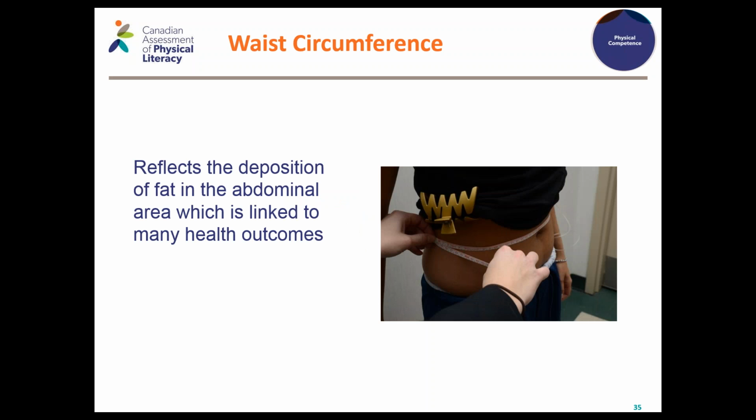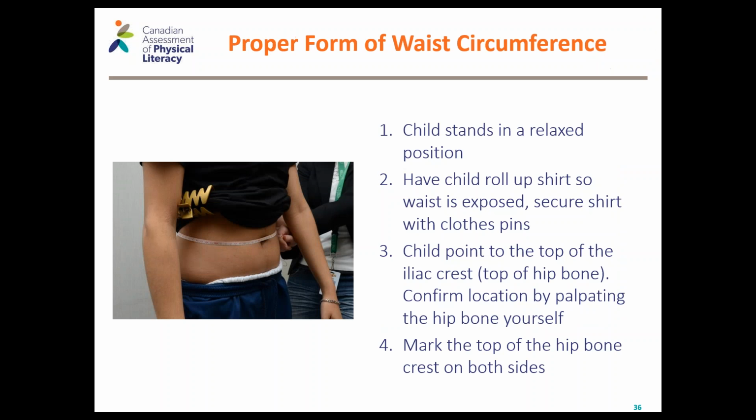So there is a reason for the protocols we use. We aren't just choosing them because we want to incorporate them. It's because they're linked to the important outcomes that we're looking at. So here's how we would go about doing the waist circumference with a child.